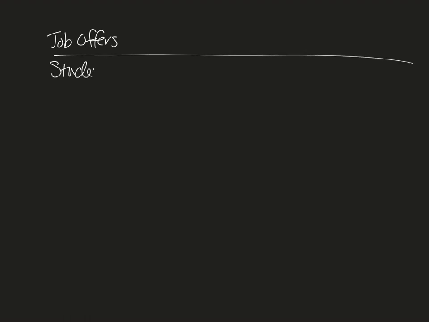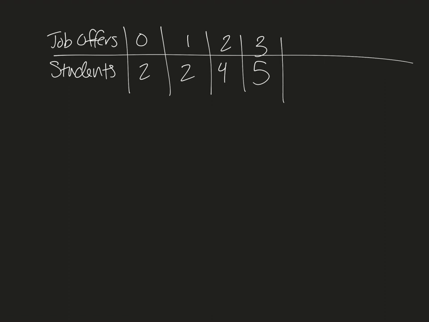So let's say that we have something called job offers, and underneath it we have students. So what this is going to be about is how many students got how many job offers. So 0 job offers, we had 2 students that sadly got no job offers. 1 job offer, we had 2 students that got 1. 2 job offers, we have 4 students that got that. 3 job offers, there were 5 students that got 3 job offers. And then for 4 job offers, we only had 2 students. So what we're going to do is we are going to find all of the information, like I said.